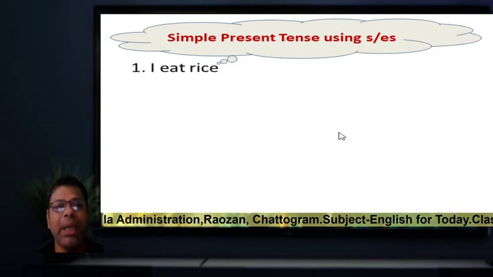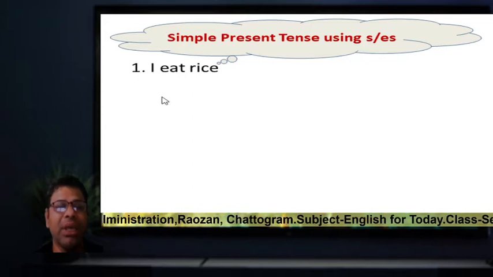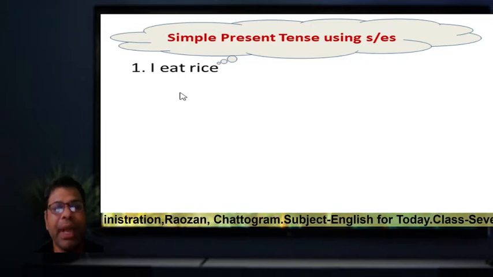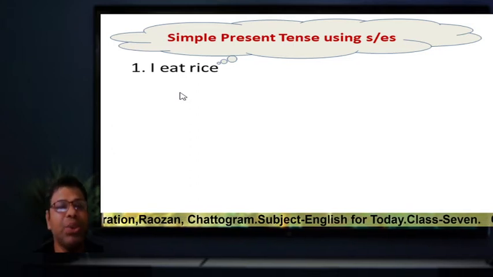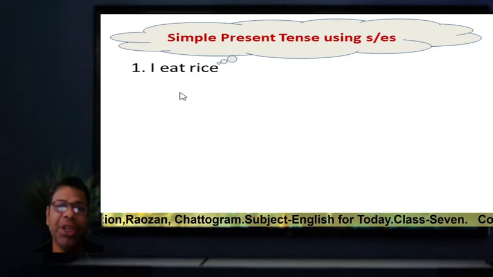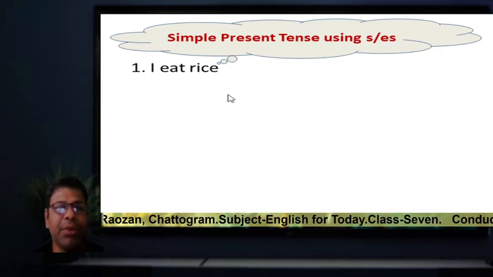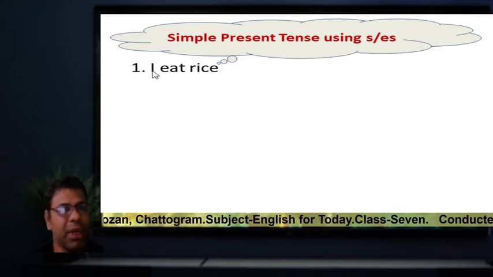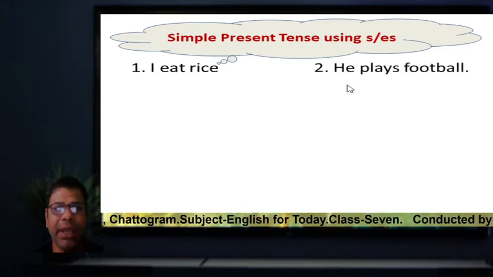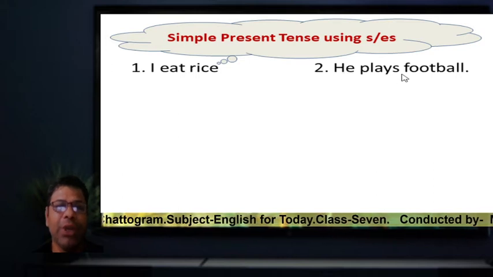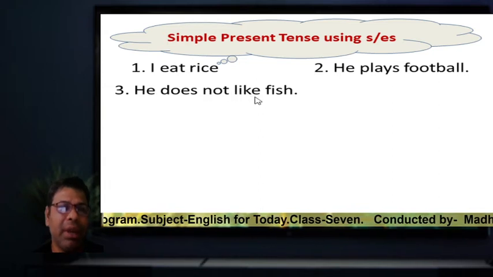So look, I eat rice. Look at the person. This is first person. I, we, us, ours: these are first person. And you, yours: these are second person. And remember, all of these are third person: he, she, they, it, pen, paper, table, etc. If the person is third person and singular number, then we must use s or es. Okay, dear learners, he is third person singular number, that's why we use s here. He plays football.